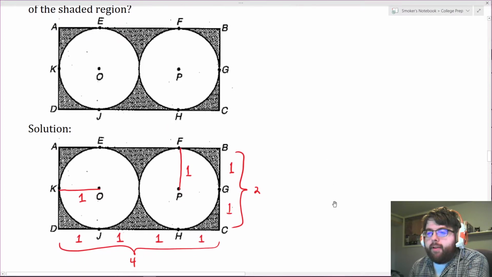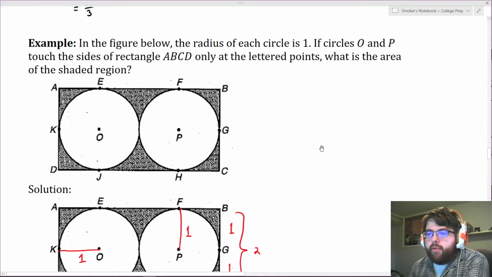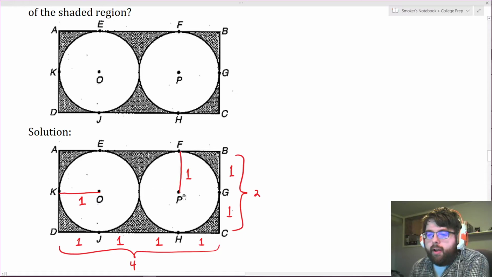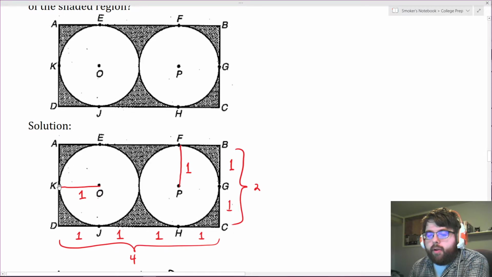I'm going to label some stuff here. So if the radius is 1, that means going from O to K is length 1. They said that in the problem. Each circle has a radius 1. Also going from O to E is 1. O to J is 1. There's no point in the middle, but if there was, you could go this way too and get 1. So it's 1 in every direction, which means that this rectangle has a height of 1 plus 1, which is 2. This rectangle also has a width or a base of 1 plus 1 plus 1 plus 1, which is 4.